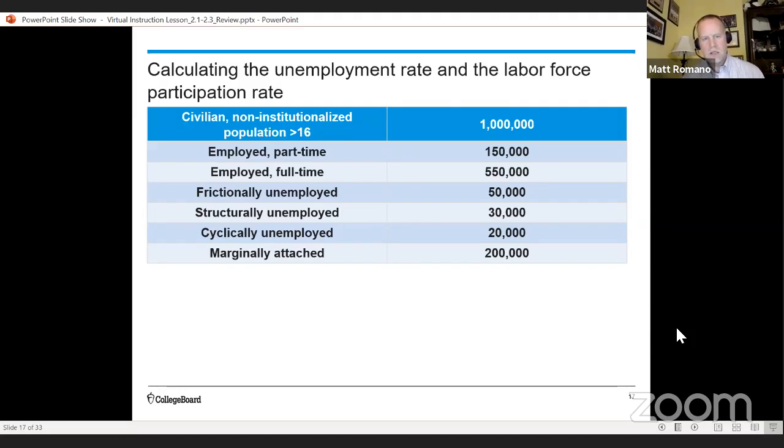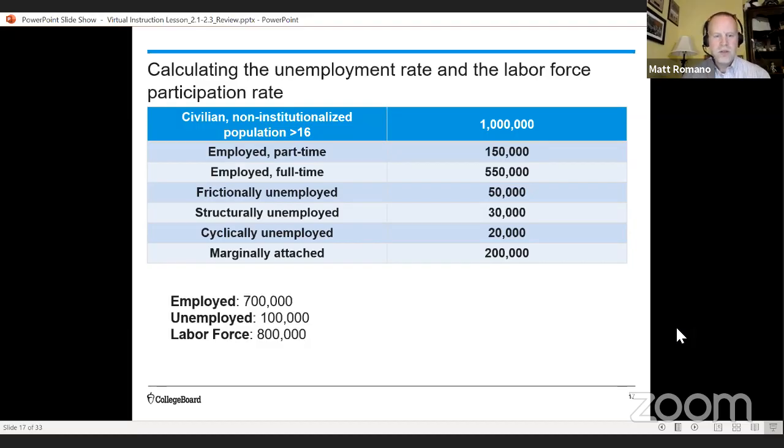So we want to be able to calculate the unemployment rate and the labor force participation rate from this set of information. You have employed part-time, employed full-time, frictionally, structurally, and cyclically unemployed. I haven't defined those yet, I know, but those are the three types of unemployment. And then you have your marginally attached workers as well. So three things we can take first.